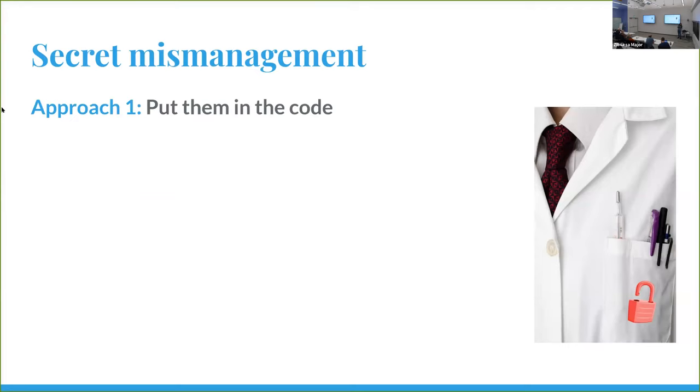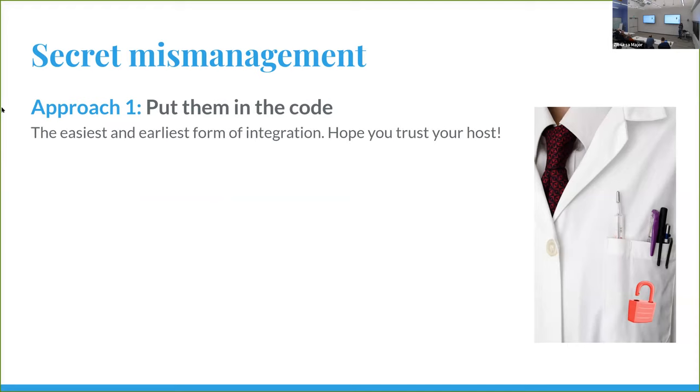So here's basically the very first strategy that ever happens with secrets. Somebody just picks up the API key, presses the copy to clipboard button, and then copies it into their code, and then checks that into Git. And then now people can just search it on GitHub and find your secrets. So this is definitely the earliest and easiest form of integration, and you'd better hope that you trust your hosting environment.